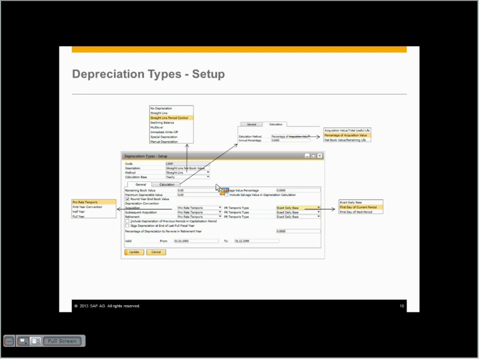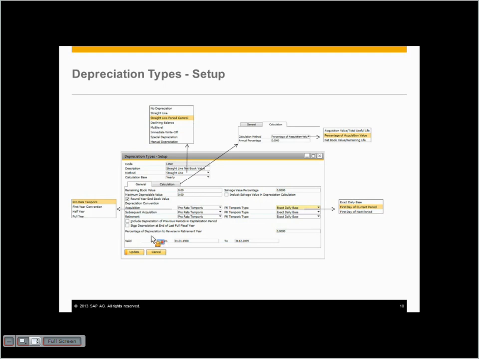You can define here as well in the depreciation type the remaining book value. That means you do a depreciation till a certain value. So that means maybe 5,000 will stay on the fixed asset. You don't do depreciation for that. You can also define a maximum depreciation value. That means you have a maximum value, for instance, of 40,000. No matter if your fixed asset costs you 60,000 or 80,000 or 100,000, you will only do a depreciation up to this value of 40,000.